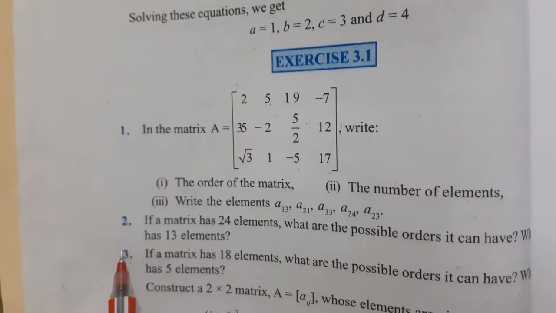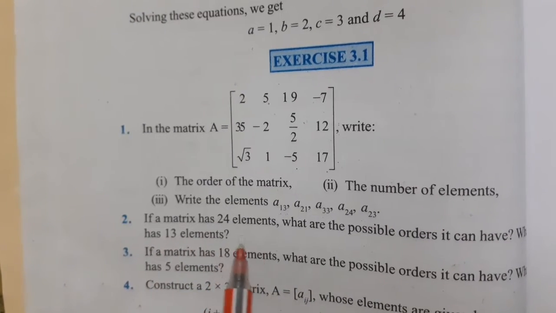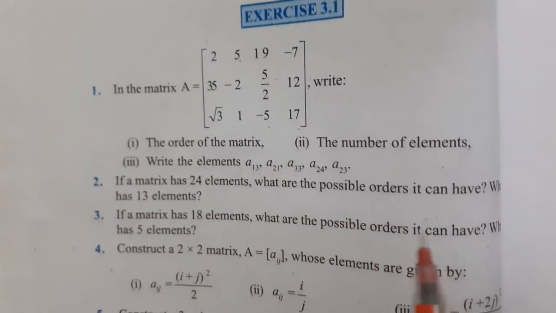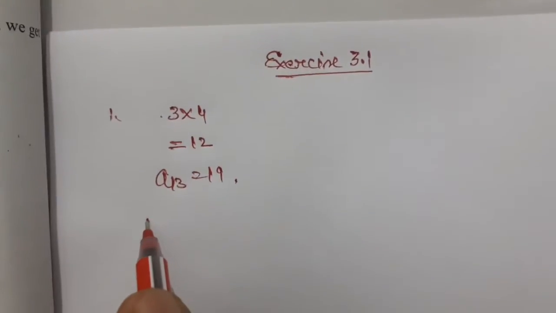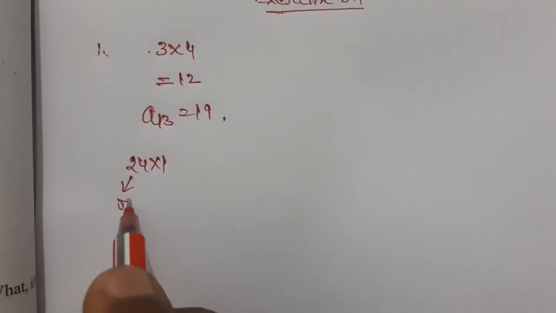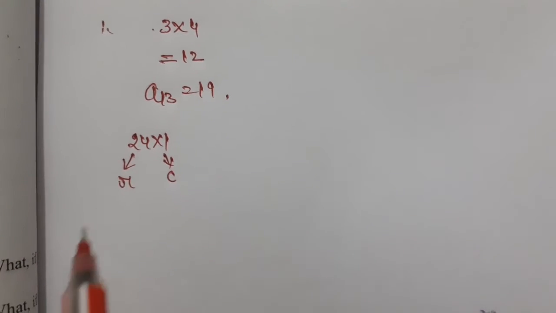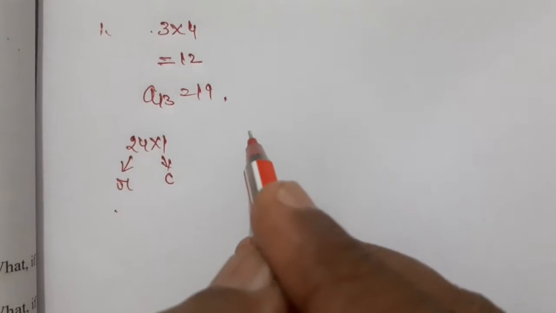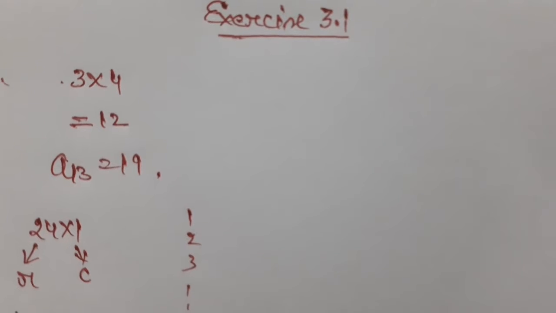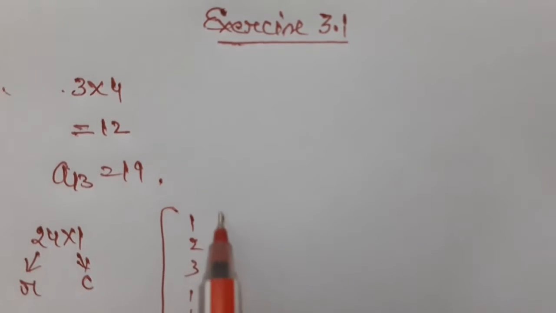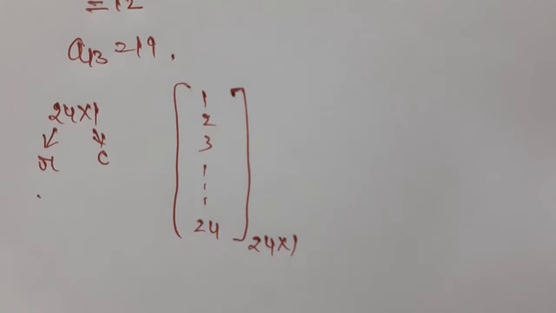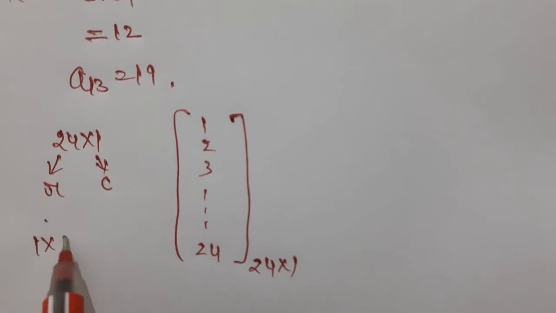Now see question number 2. If a matrix has 24 elements, what are the possible orders? We can write 24 into 1. This represents rows and this represents columns. How many rows are there? 24, in this way 1, 2, 3 up to 24. You can make a matrix in this way. What is the order of this matrix? 24 into 1. Similarly, you can make another matrix, 1 into 24.